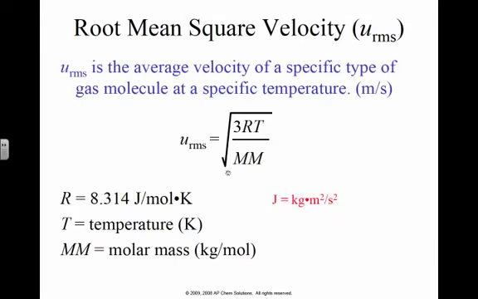Okay, if you wanted to measure the average speed that these molecules are moving, it's called the root mean square velocity. It's the average velocity of a specific type of gas molecule at this specific temperature. It equals the square root of 3RT, kind of like the kinetic energy equation, divided by its molar mass, because it is molar mass specific. R, once again, is going to be 8.314 joules. Now, if I break down a joule, it's equal to kilograms meters squared per second squared, which means that my molar mass needs to be in kilograms.